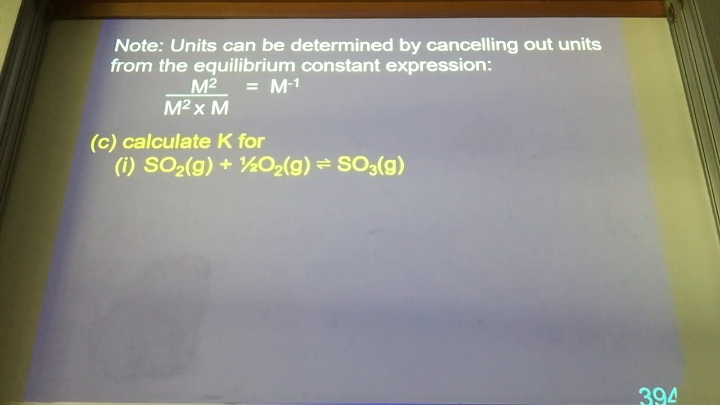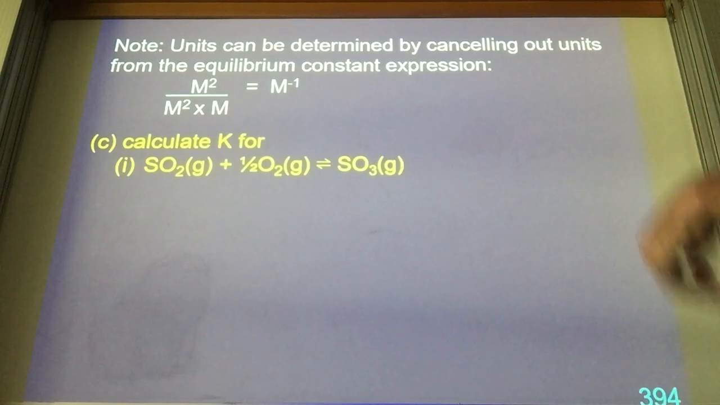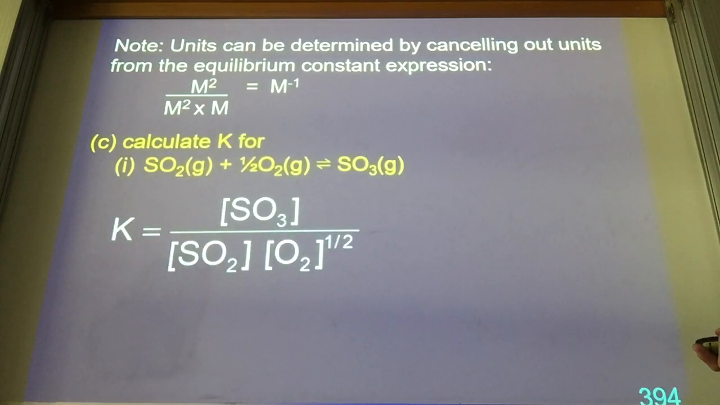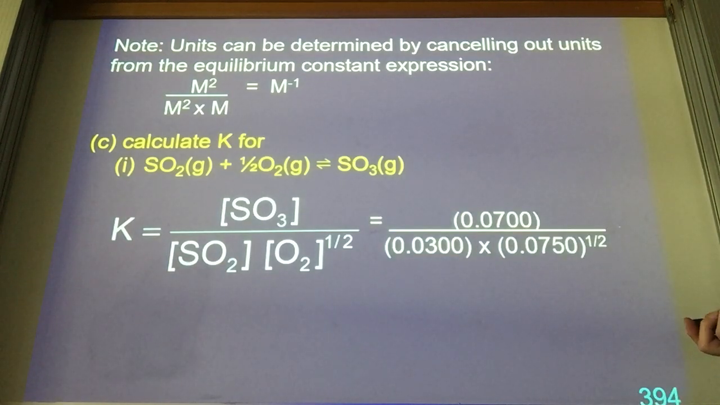Now, how is that going to change when we change the number of moles in the equation? Here we've halved the coefficients. So when we write the equilibrium constant expression, we're going to halve the powers. And what does it mean to halve the powers? Of course, that means taking the square root.